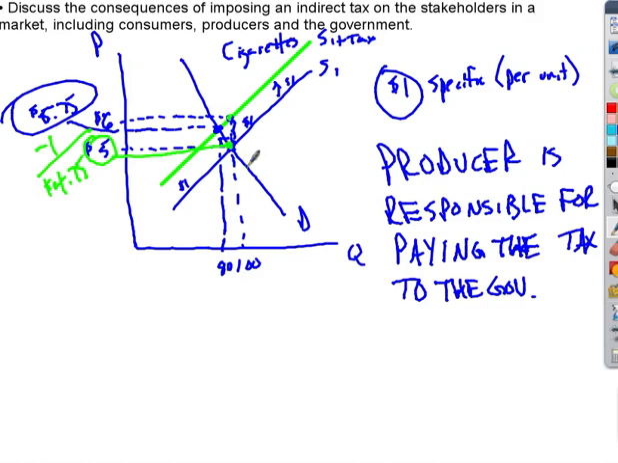In the next video, we're going to get into specifically how this works and who pays what taxes and the effect on the consumers, producers, and government.